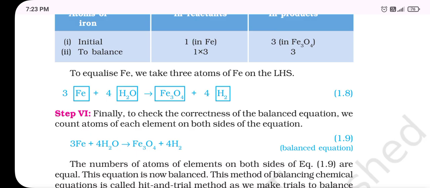3 iron at the left side, 3 iron at the right side, with the compound Fe3O4. Then 4 into 2: hydrogen is 8 hydrogen atoms at the left side, and at the right side there are 4 into 2, 8 hydrogen at the right side. That's true. And with oxygen, there are 4 oxygen atoms at the left side, and 4 oxygen atoms at the right side with the compound Fe3O4. That means all elements are balanced over here.